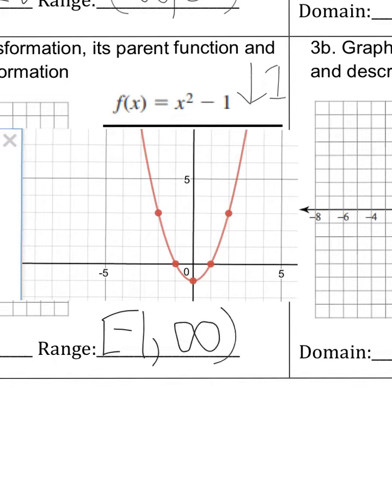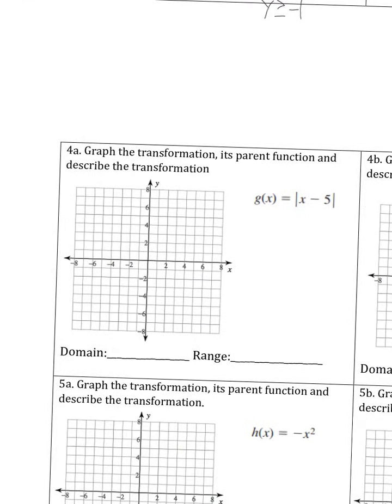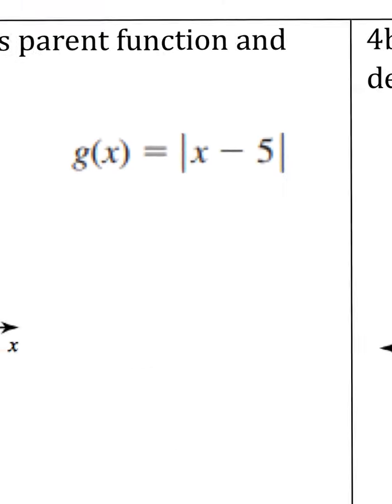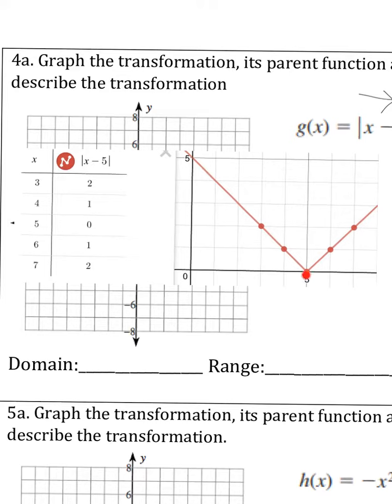Keep in mind, you could also say y is greater than or equal to -1, okay? All right. This is an absolute value function. What is this transformation? It is going right 5. So right 5. Okay, now let's look at the graph. You can tell by looking at the graph that it starts 5 over to the right.